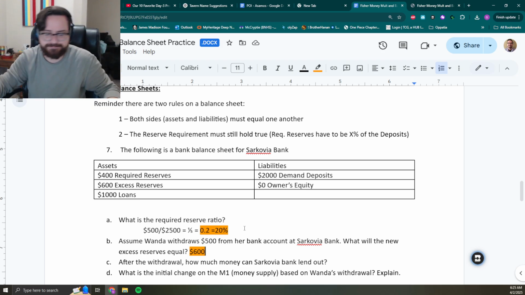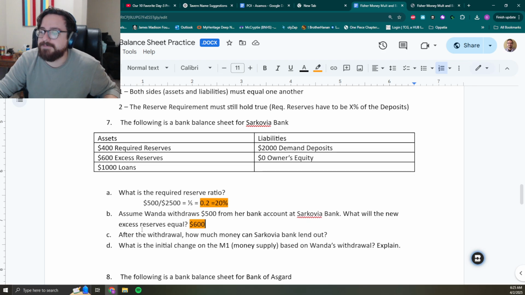You can scratch it. If they ask you to show work for this, then I would copy the balance sheet and literally scratch out stuff. I don't think they would ask you to show work there, though. C, after the withdrawal, how much money can Sarkovia Bank lend out?